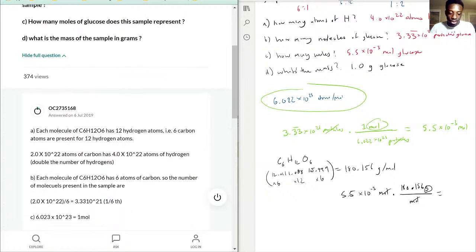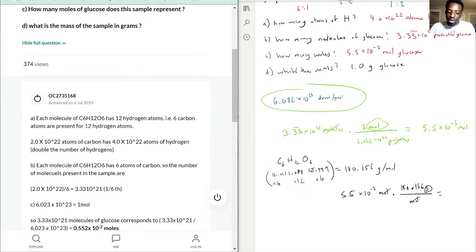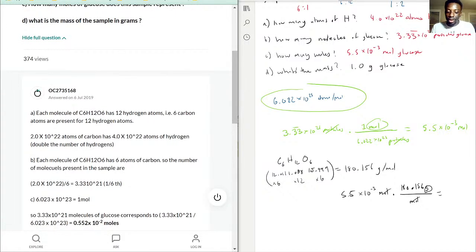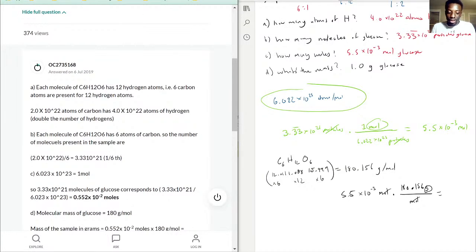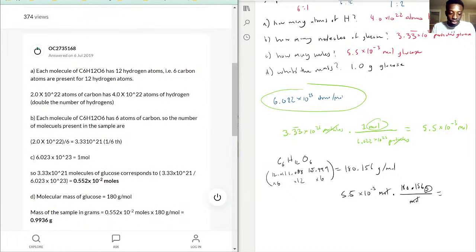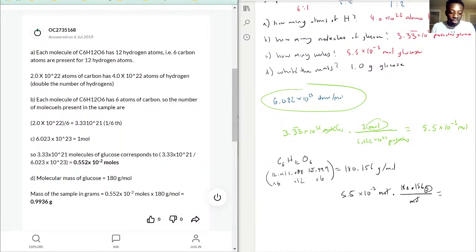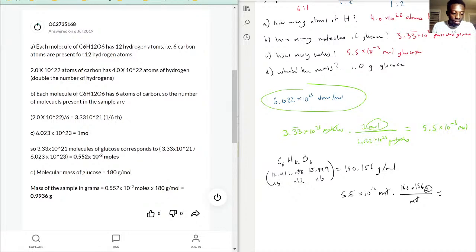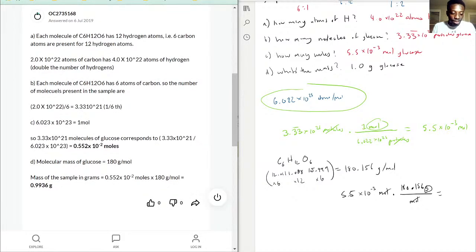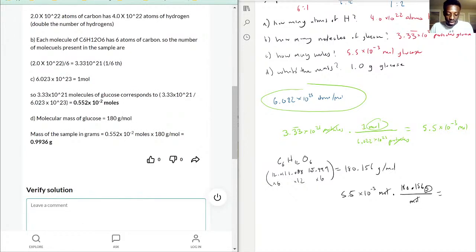Let's see how they did. So yep, 1:2 ratio, so they do get the 4.0 times 10 to the 22 atoms of hydrogen. And now it's a 1:6 ratio. They definitely got the 3.3 times 10 to the 21. Perfect. And now they got our 5.5. Interesting that they put 0.5 times 10 to the negative 2. It's the same thing, they just didn't want to move the decimal one more place, but that is what we got as well. And then the last part, they have a closer number, 0.9936. I just rounded up because I only had 2 significant digits, so that's why I put 1.0 grams. But this is correct.